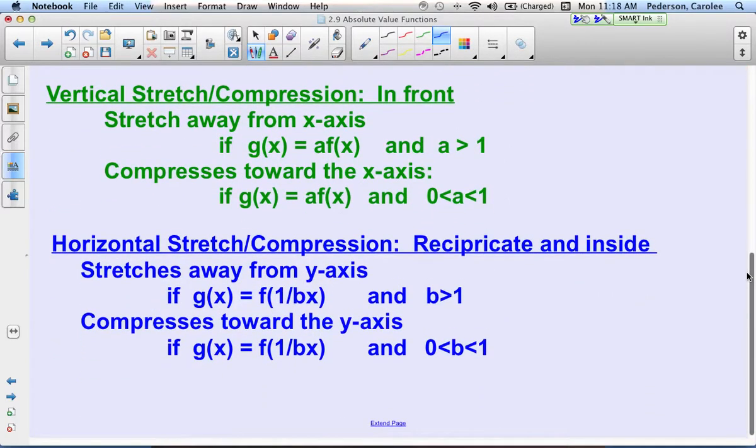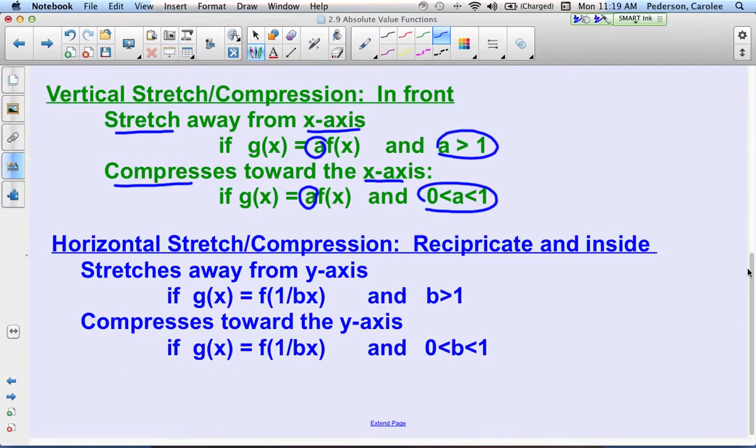The next one in the green is your vertical stretches or compressions. If your number is in front of the function and it is greater than 1, you're going to have a stretch away from the x-axis. If you have a number in front of the function, a multiplier, and it is a fraction or decimal, you're going to have a compression towards the x-axis.